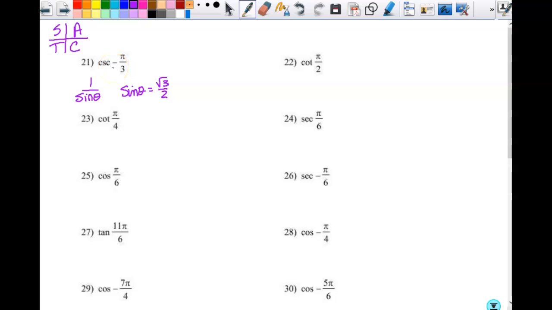Which quadrant is negative pi thirds in? Fourth. And so that's kind of what you were asking there. So I'm in the fourth quadrant. In the fourth quadrant, is sine positive or negative? Negative. So it is going to be a negative, and I need the negative reciprocal. What's the reciprocal of the square root of 3 over 2? 2 square root of 3 over 3, and it's negative.